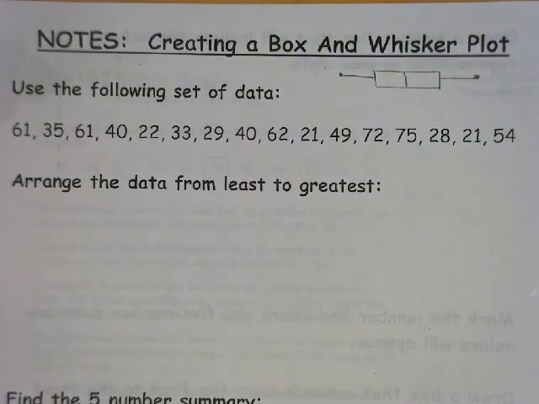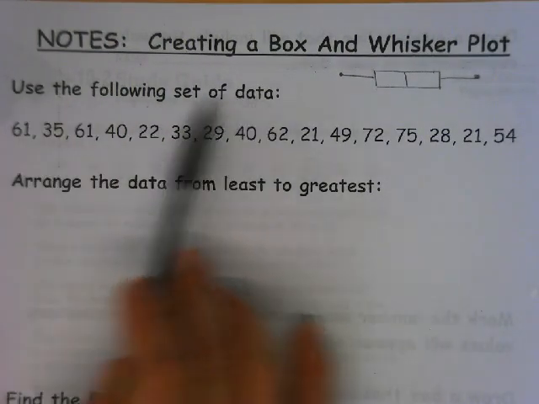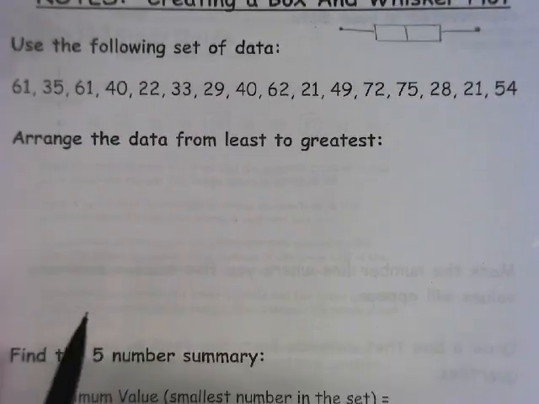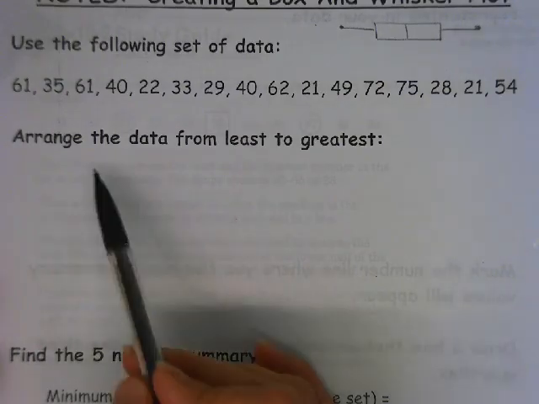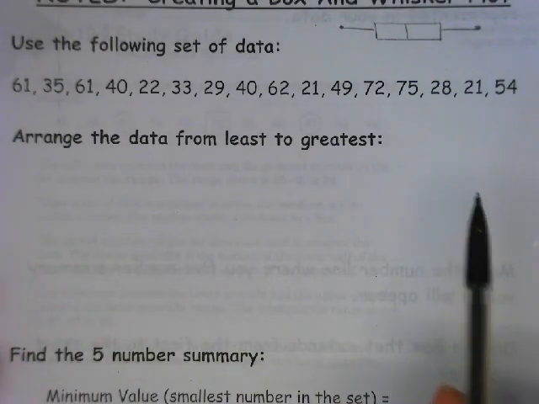Okay? So today what we're going to do is we're going to jump in. We're going to talk about how we do this and the specific pieces because there's going to be some new vocabulary here. So use the following set of data. We're going to put this in order from least to greatest. So I want you to help me do that. Now you can list them up and down or you can list them across. That's entirely up to you.